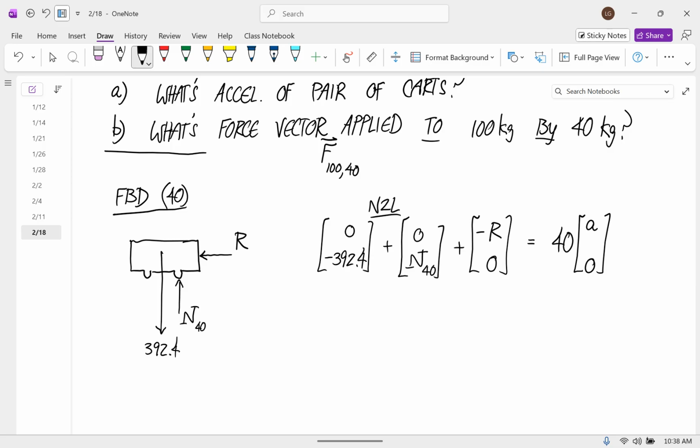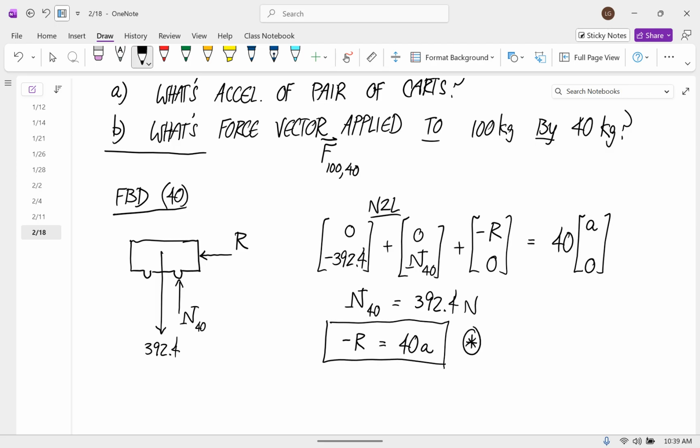So we get one thing from the y equation. We get that N40 is equal to 392.4. That's not going to end up helping us at all, but then we go to the x equation and we get negative R is equal to 40A. And we can't solve that because that's one equation for two variables. But I am going to set that aside, and we're going to have to use this equation with what we get from the other body.